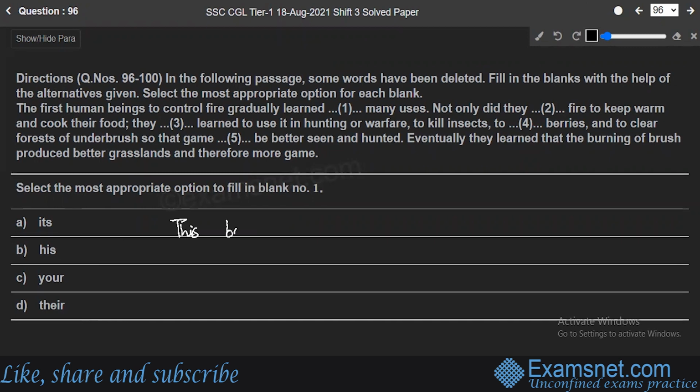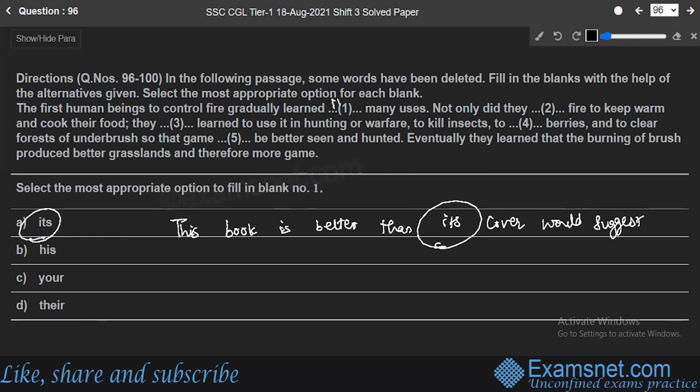This book is better than its cover would suggest. Right? So you are clear about the use of the pronoun its. So here its will be used in the first blank and it will be like this: the first human beings to control the fire gradually learned its many uses. Option A is the correct answer to the question.